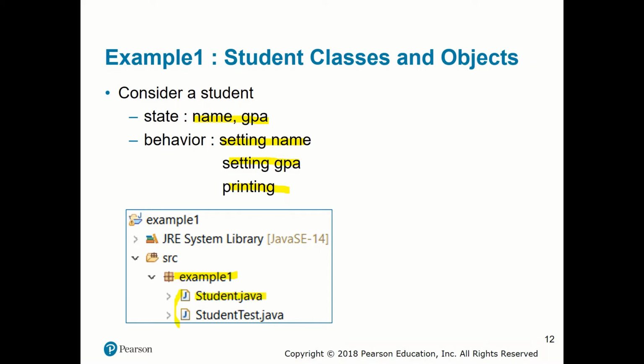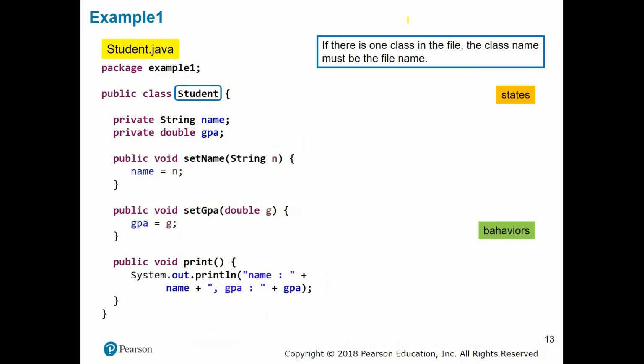The student class has only one class, which includes this information. And in the student test class, I'll create an object and test the student object. This is the student class. There is only one class, student, in a file. If there is one class in a file, the class name must be the file name. So the file name is student.java. And the first line of the file should be the package statement.